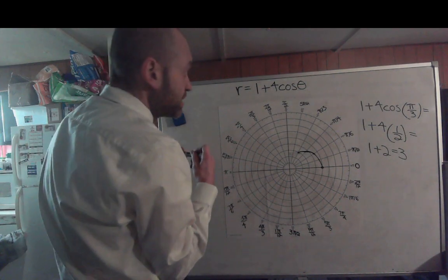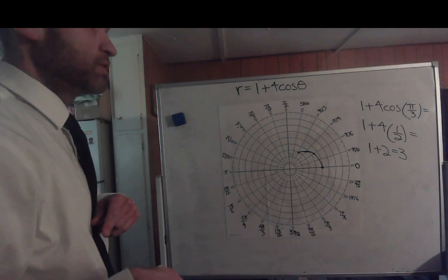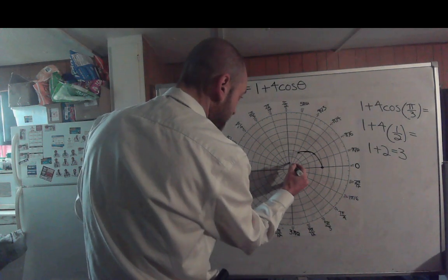All right, so next special angle is going to be pi over 2. So what is the cosine of pi over 2? That's 0, plus that 1 will put you at 1.